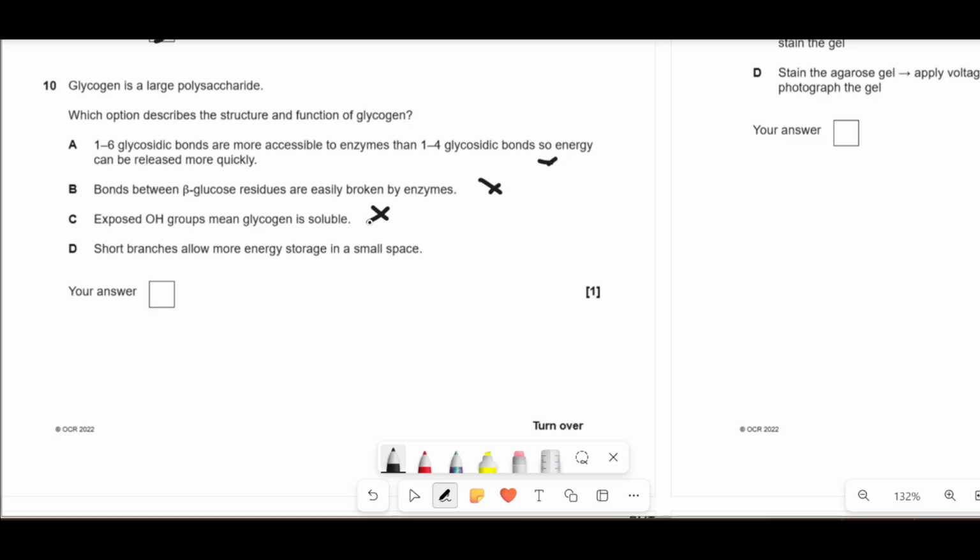It's an energy store. So the last one is short branches allow for more energy release in a small space. It's got to be that one, and that makes sense because it's actually compact and really stuffed together so you can fit more energy in a smaller volume.